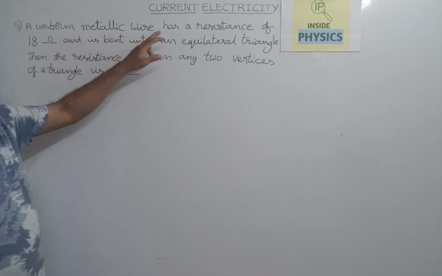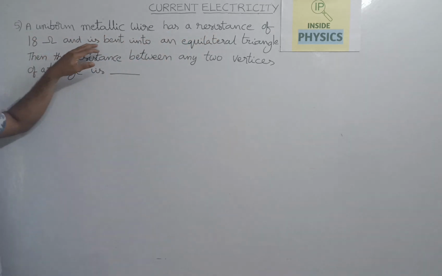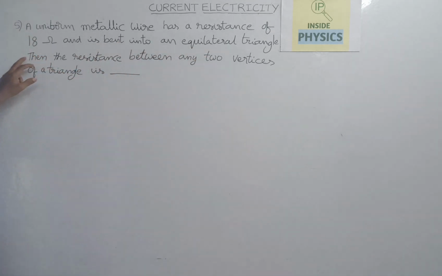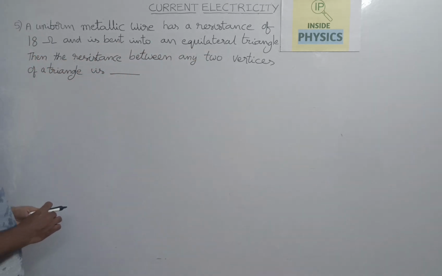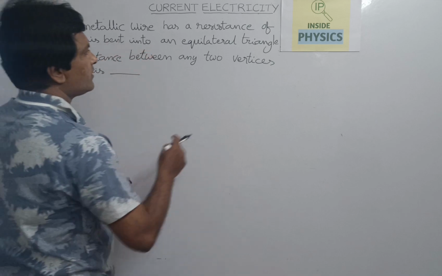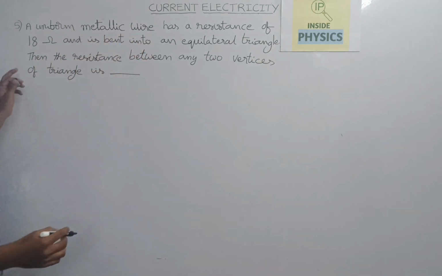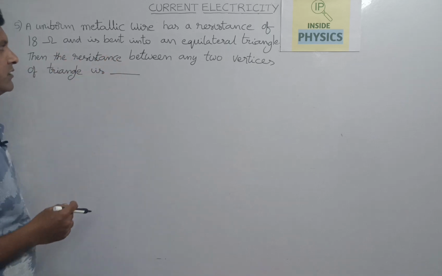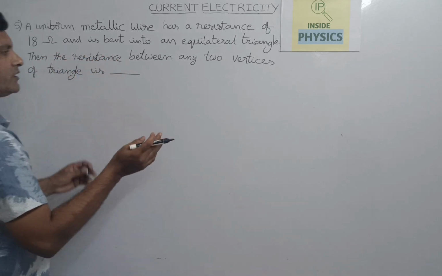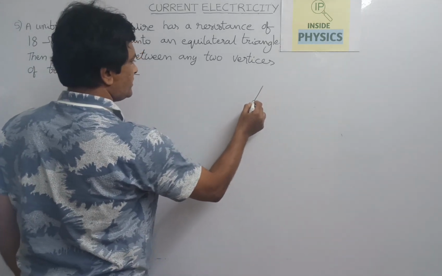A uniform metallic wire has a resistance of 18 ohms and is bent into an equilateral triangle. Then the resistance between any two vertices of the triangle is? So here a metallic wire, we don't know the length of the wire, but the total resistance of the wire is given as 18 ohms, and it is bent into an equilateral triangle. Okay, so then the resistance between any two vertices, now this wire is converted into a triangle shape which is equilateral.